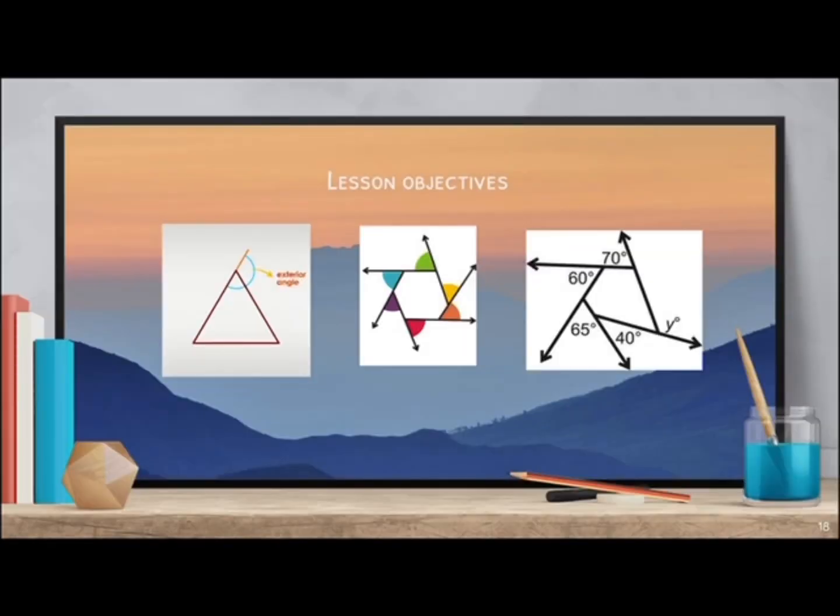Now, we have learned what an exterior angle is and how to label it, as well as why the sum of exterior angles equals 360 degrees. And we have learned how to use this result to solve some problems regarding exterior angles. Thank you for your time, and I hope that you have learned more about the sum of exterior angles.